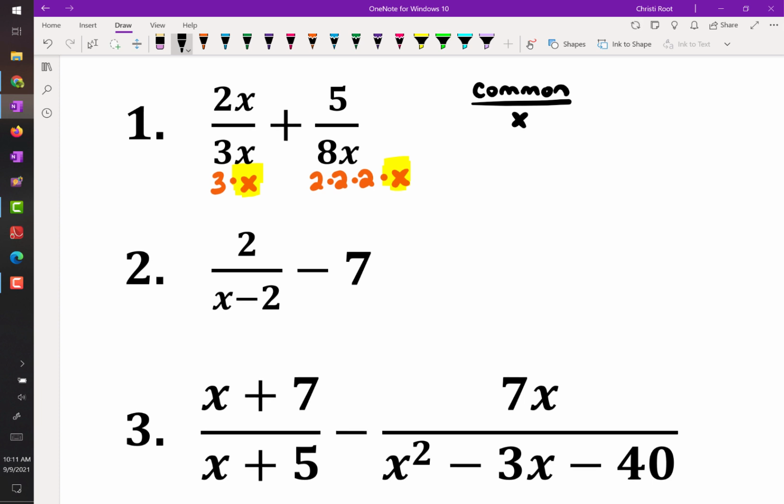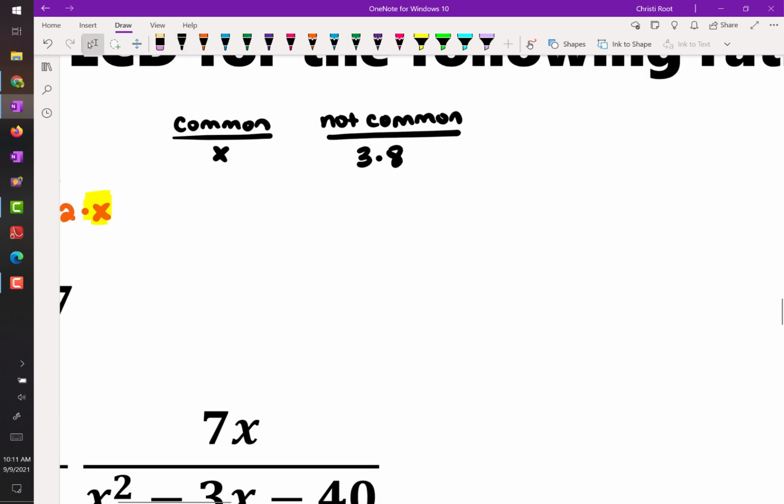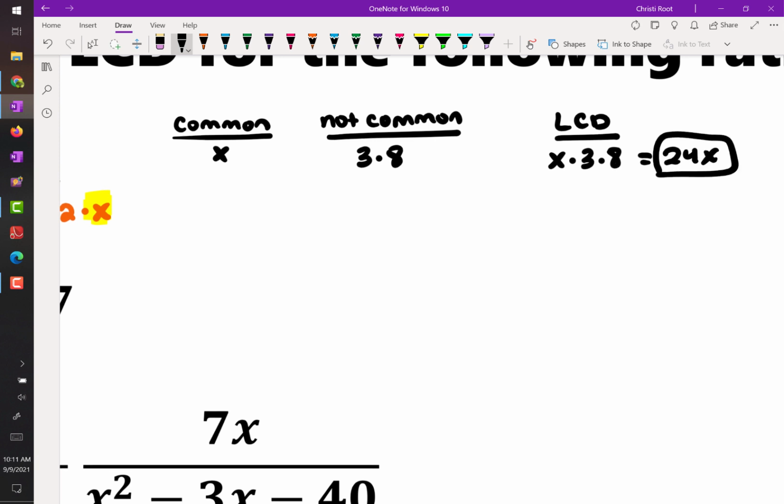And if you look at the first fraction and the second fraction, none of the numbers are the same. So if you want to, we'll just say not common. It's basically everything else. So it's the 3, the 2, the 2, so it's really 3 and 8. So 3 and 8 have absolutely nothing in common. So all you've got to do to find your least common denominator is multiply the 2 together. So your LCD is going to be x times 3 times 8, which is 24x. There you go.